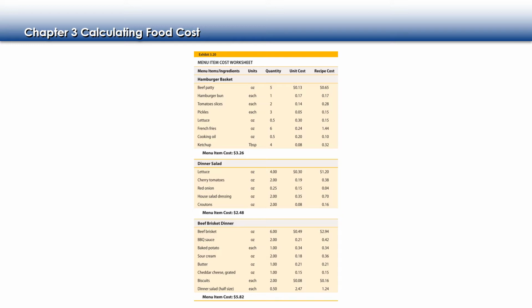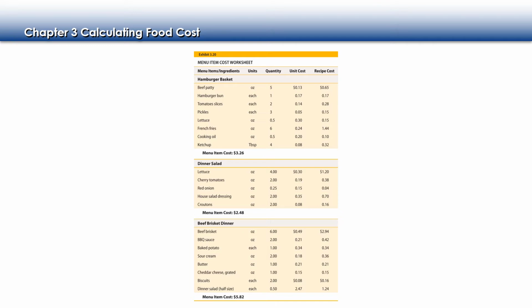Our dinner salad, we have 4 ounces of lettuce, 2 ounces of cherry tomatoes, a 1/4 ounce of red onions, 2 ounces of our house salad dressing, and 2 ounces of croutons. All of that comes together for our total recipe cost of $2.48.